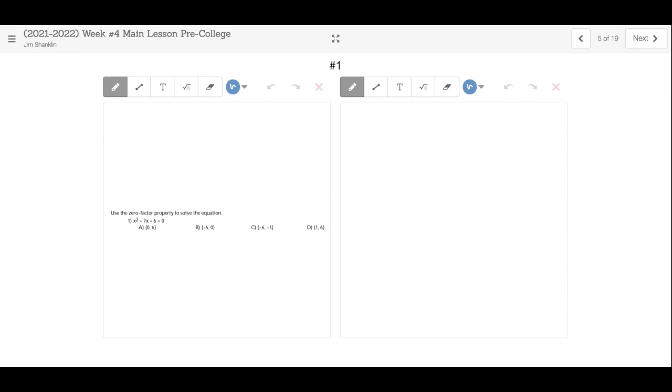So usually when they're talking about the zero factor property, it means to factor. So I've got x squared plus 7x plus 6 is equal to 0. I'm going to factor this. What two numbers multiply to give me 6 that add up to 7? So I've got (x plus 6)(x plus 1). So my solutions are x equals negative 6 or x equals negative 1. So I'm going to go with letter C.